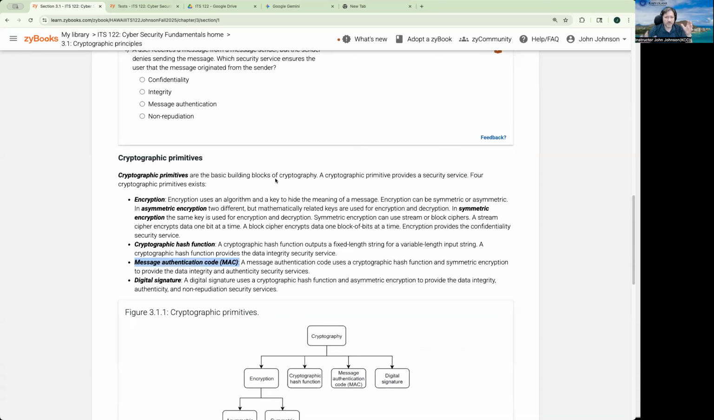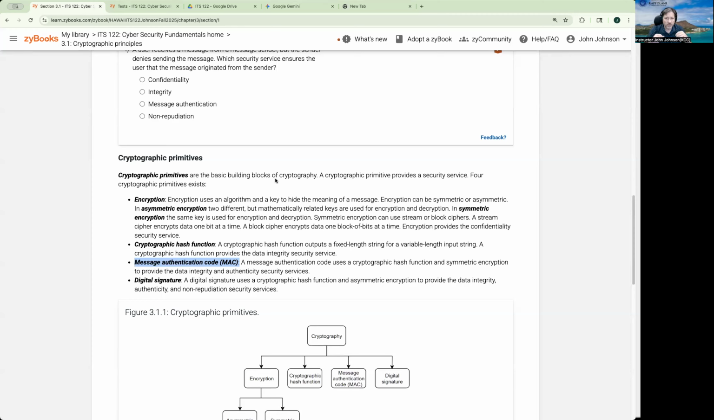A primitive is basically a basic building block. So when we talk about cryptographic primitives, we're talking about the basic building blocks of cryptography. A cryptographic primitive provides a security service. The four cryptographic primitives we're going to be talking about are encryption, cryptographic hash functions, message authentication codes, and digital signatures.